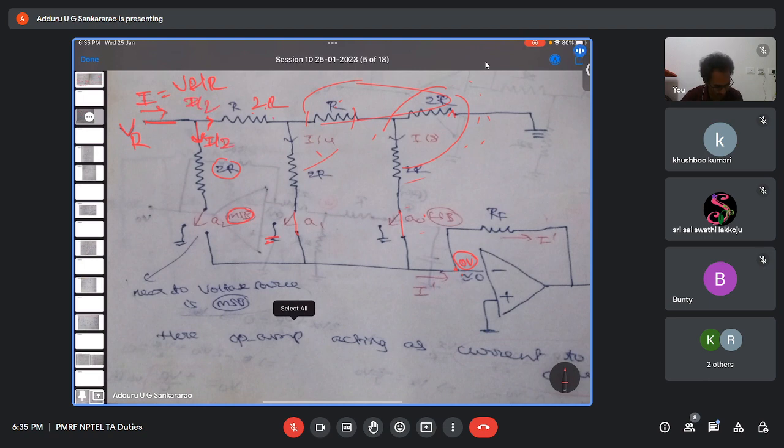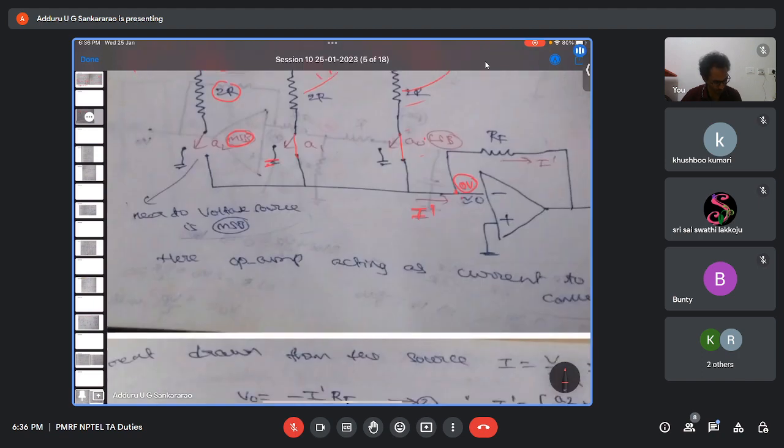Similarly, this I by 2 is coming here. It will be divided as I by 4, I by 4. Like this again, this I by 4 coming, it will be divided as I by 8 and I by 8. So all these currents will come. What is the I dash? Let us say this is I dash. Now what is the output of this inverting amplifier? Minus I dash into RF, right?